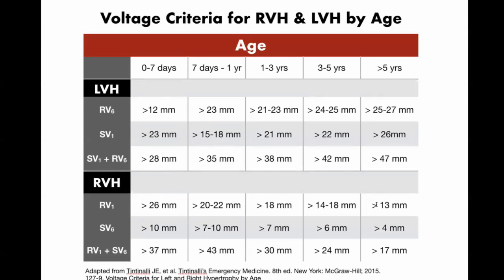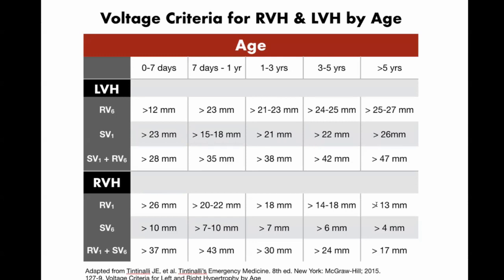Double check that your machine standardization is correct, as this will also affect the size of your complexes. And remember that ECGs cannot diagnose left ventricular hypertrophy or right ventricular hypertrophy. Those are all clinical diagnoses. The ECG will show you features of such a diagnosis and should prompt the clinician to investigate the patient further.